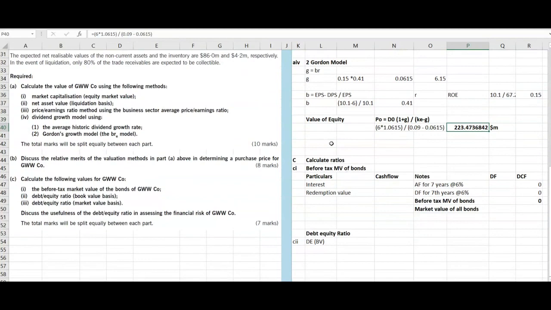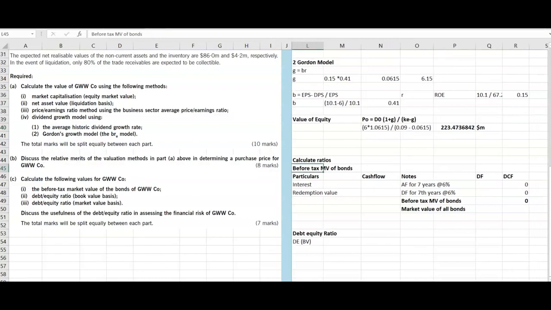So we'll move on to the C part. So in the C part, there are like three calculations which are required. One is the before tax market value of the bond, debt equity ratio on book value basis, and debt equity ratio on market value basis. So to value a bond, this is the format. We'll start. So we should have interest.